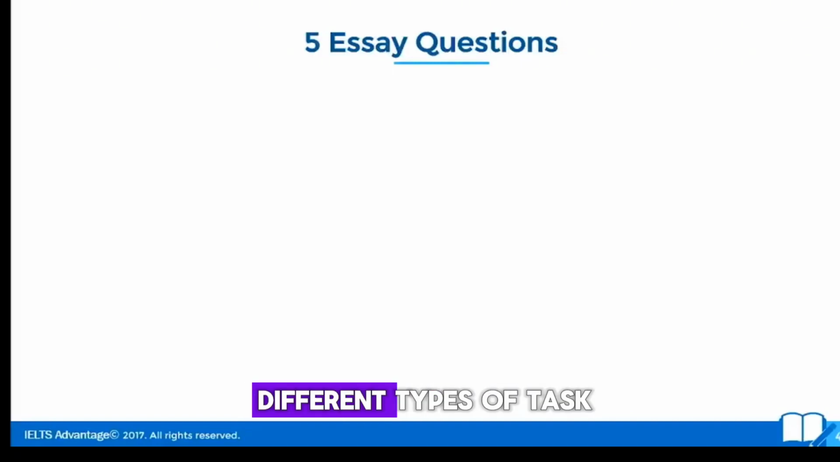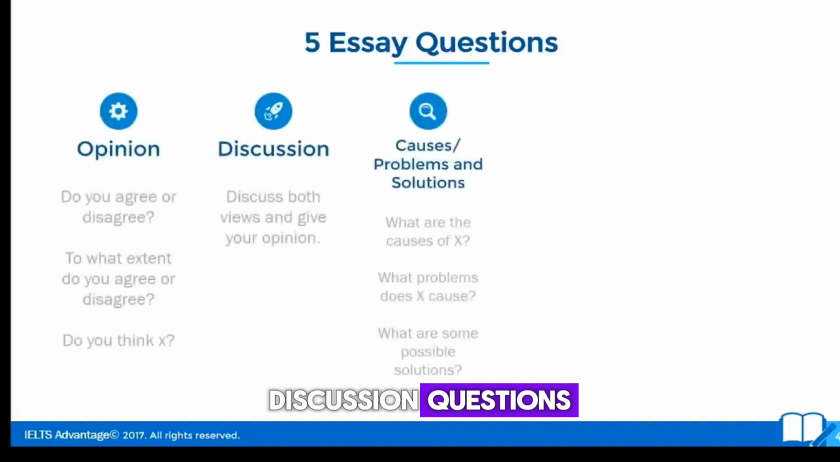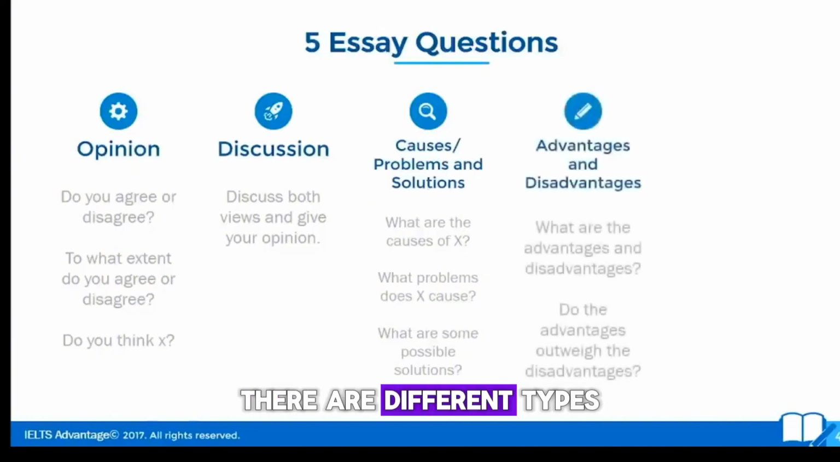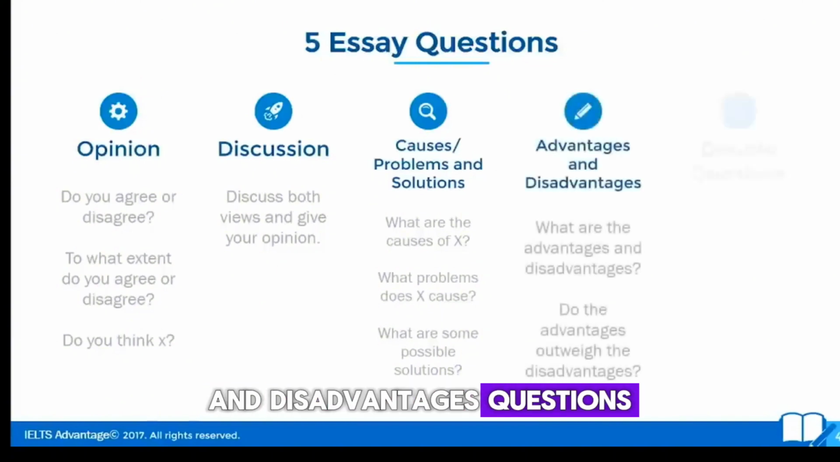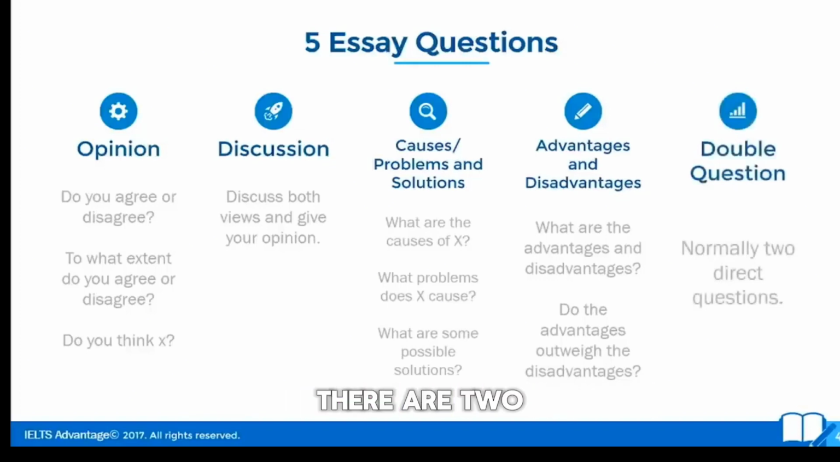So there are 5 different types of Task 2 question. Opinion questions, discussion questions, causes and solutions or problems and solutions questions. There are different types of advantages and disadvantages questions, and there are double questions. Double questions are where in one task, there are two direct questions. And that's what we're going to focus on this week. We're going to only look at double questions.